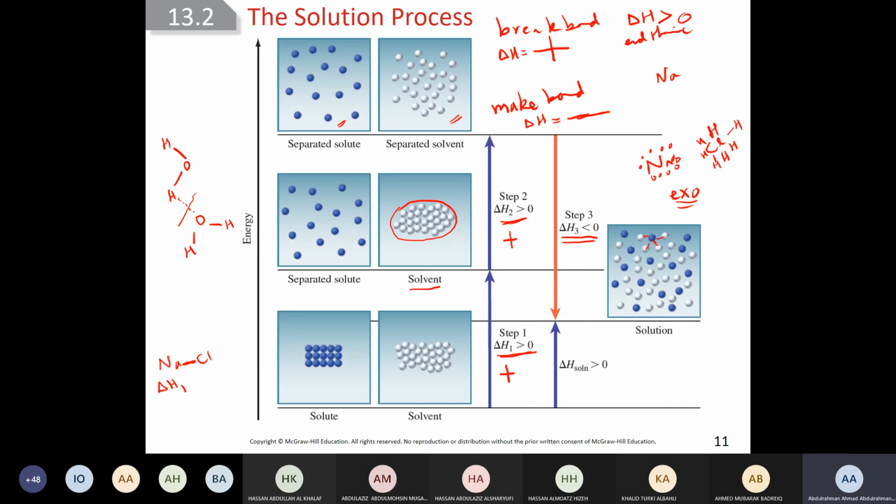Is this clear? Okay, and that's why delta H3 is less than 0. Now, delta H solution is H1 plus H2 plus H3. And that's the net. Now, when you see this net, is this going to dissolve or not dissolve? Look at our diagram very well, and you should answer me. It should not dissolve, actually, from the heat point of view. Why?